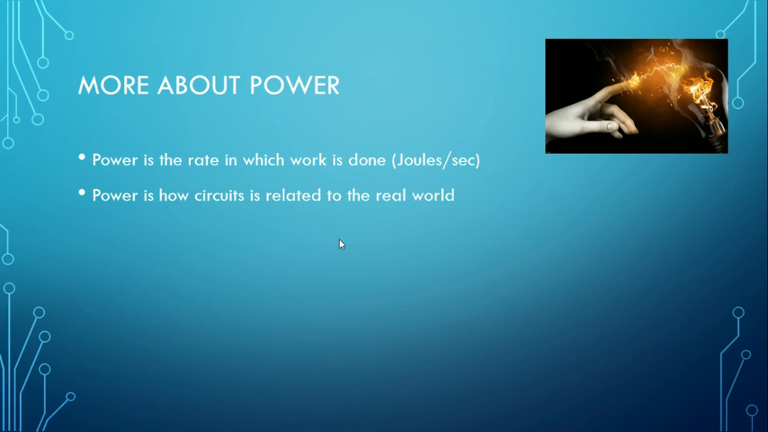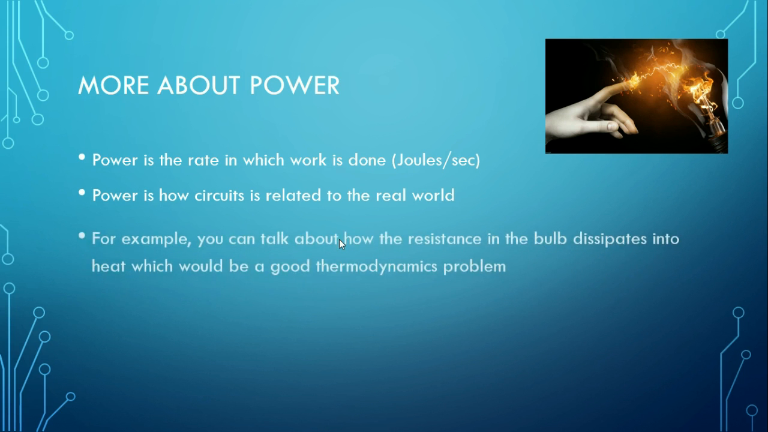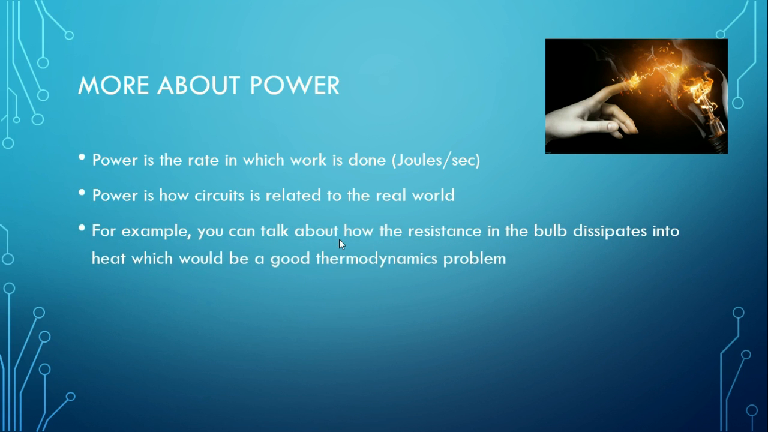But with power, you can solve for how much work it could do, how much heat is dissipated. So a good problem is you can talk about the heat dissipation of a bulb, which would be a good thermodynamics problem, but we don't do that in my AP1 class, so that would be an AP2 thing if you're planning on taking that, or if you're taking physics and your teacher wants to do thermodynamics, that would be a good problem you can talk about.